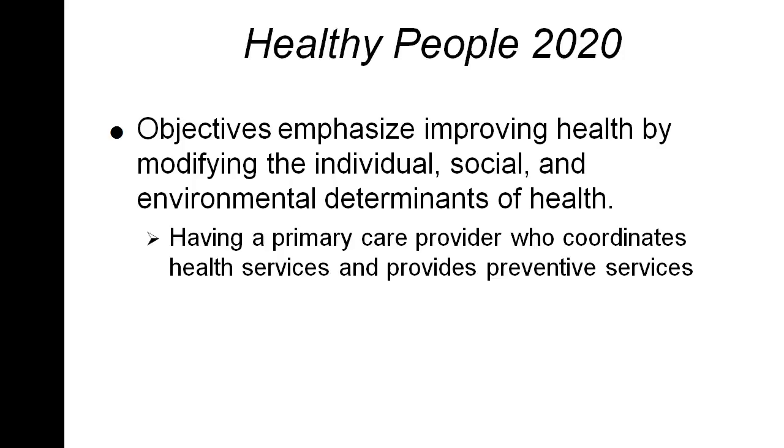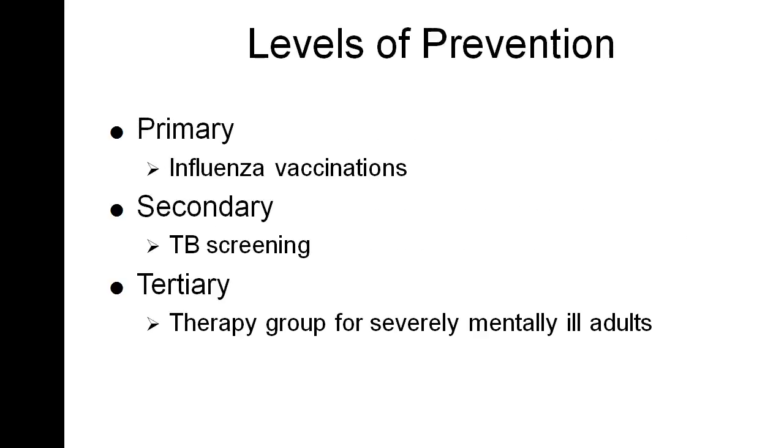To help with discrepancies, to keep people with continuity of care and consistency. So we talk about the levels of prevention. This is a really important part of community health. If you're not going to listen to anything, just listen to this, okay? There's 3 levels of prevention: primary, secondary, and tertiary.